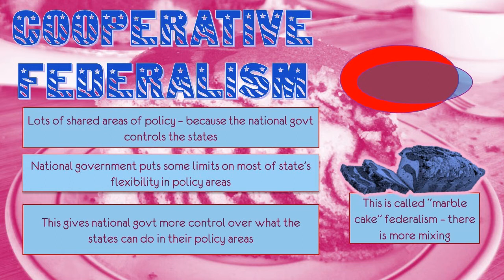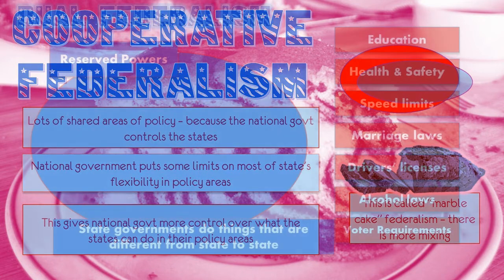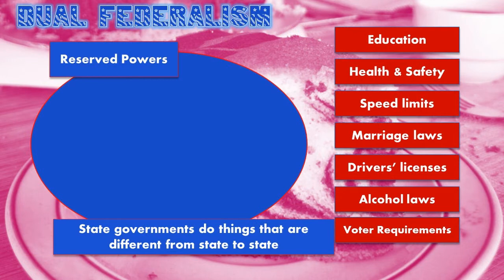We've now got a national government that has way more control over what the states can do in their policy areas. So I want to look at this description that we used for the reserved powers of the states. We had all these areas that we said the states made policies about: education, health and safety, even silly stuff, speed limits, driver's licenses, and things like that.